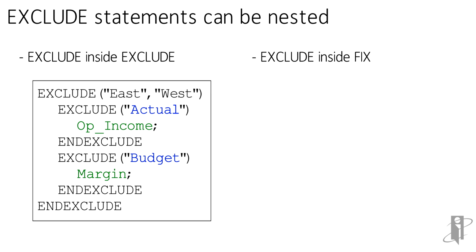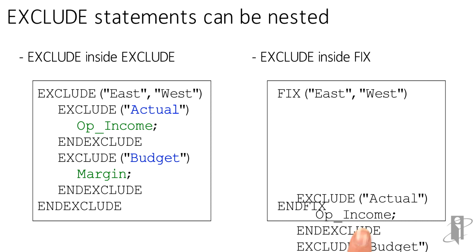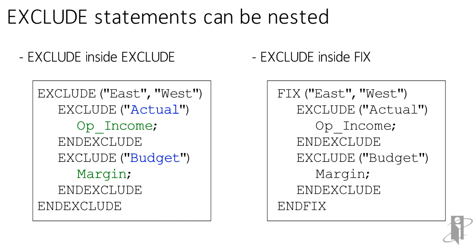In this example, we are first focusing on the calculation using a fix on just East and West. Now, in the previous example, we were doing everything but East and West, but since exclude and fix are essentially opposites, we're now focusing just on East and West. And then within that outer fix, we are excluding to tell it to first ignore actual while we calculate op income, and then ignore budget while we calculate margin.